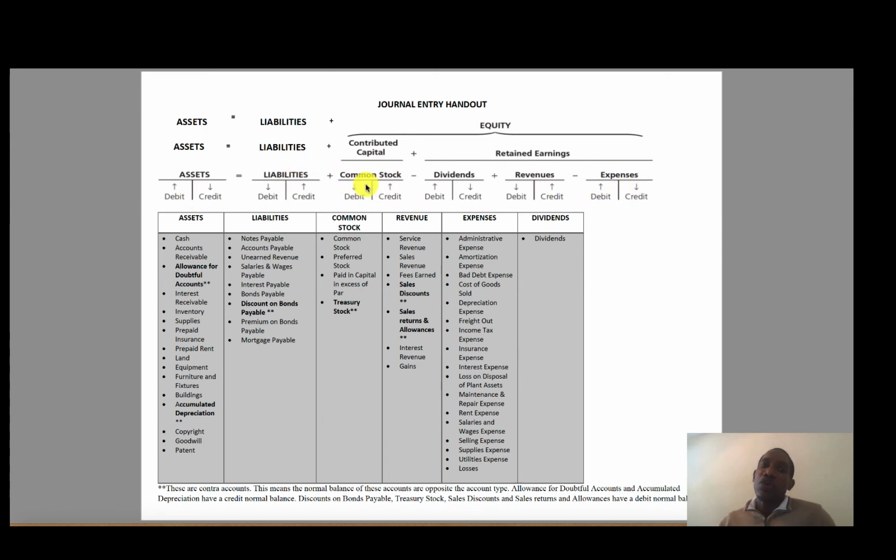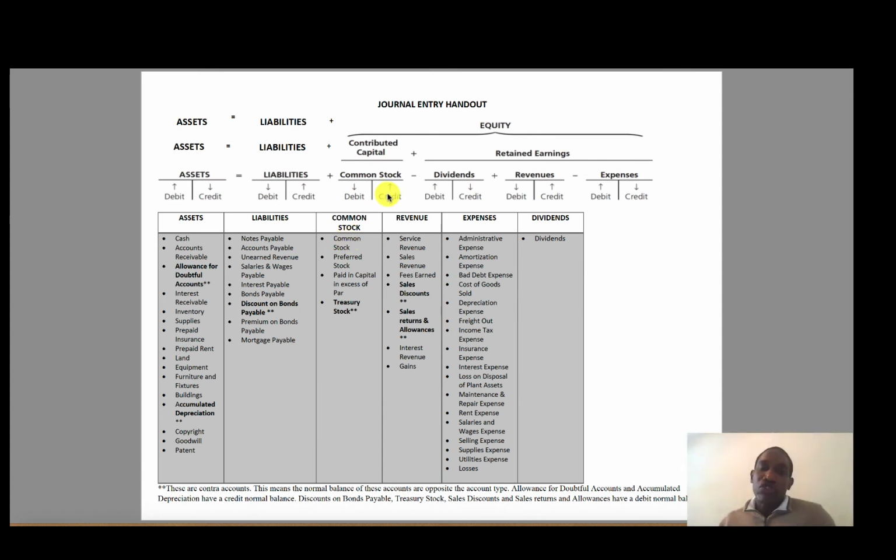So what you need to know is, whenever you have a cash account, if I say to you your cash account is increasing, you've got to know cash belongs to an asset. How do I increase an asset account? I debit it, right? Common stock belongs to the common stock category. How do I increase a common stock account? I credit it, right? So that's key.